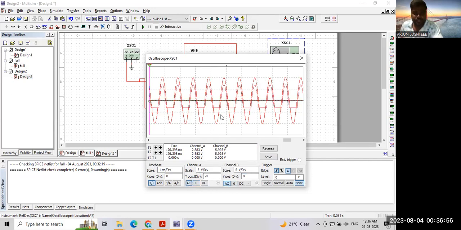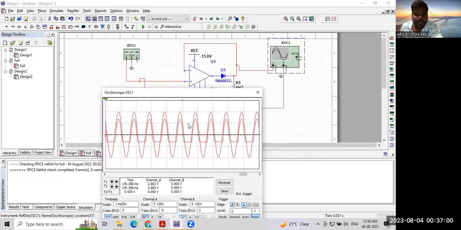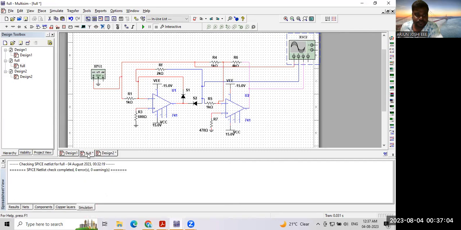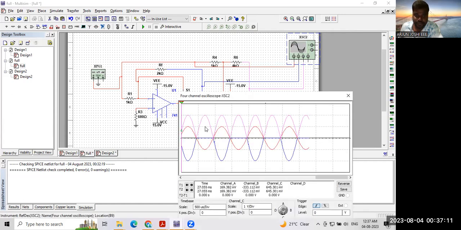Okay. This is nothing but a half wave rectifier, but in the full wave rectifier, I'm going to get output everywhere: positive cycle, negative cycle. Positive cycle, negative cycle, everywhere I'm going to get output.